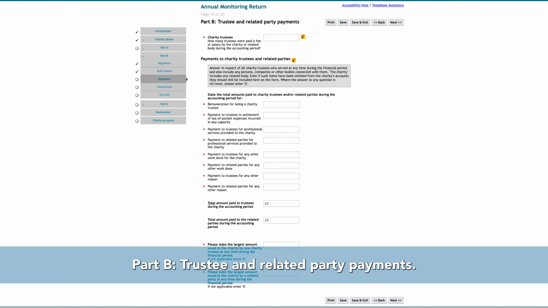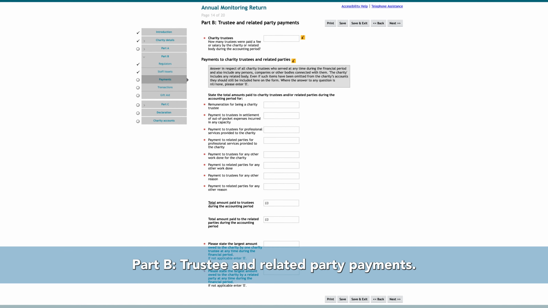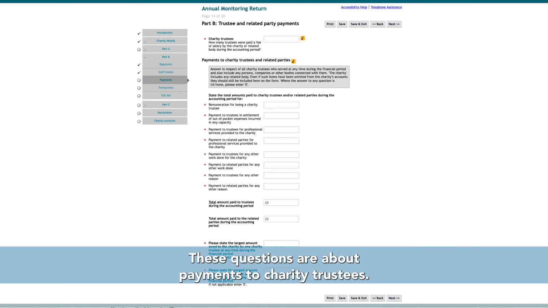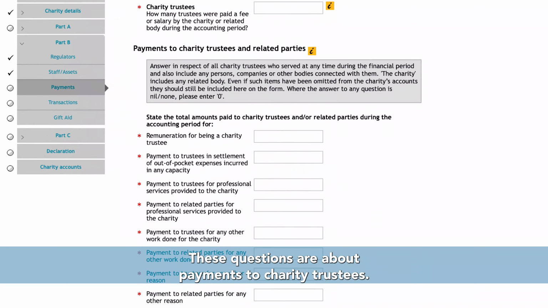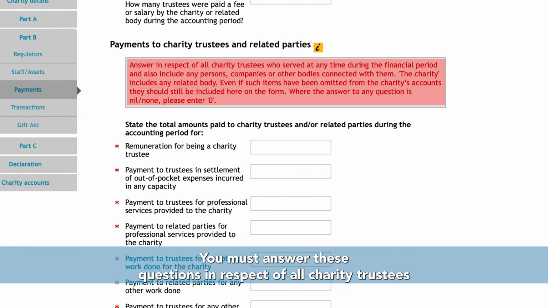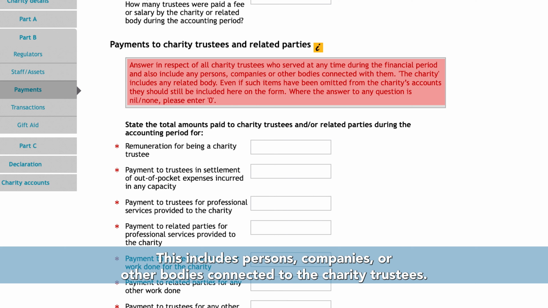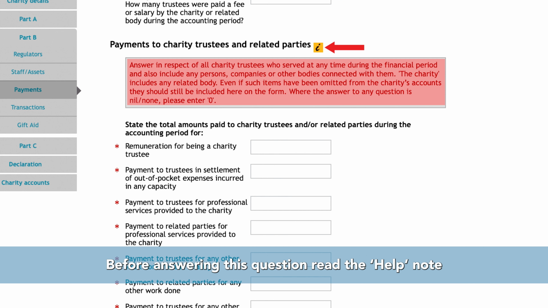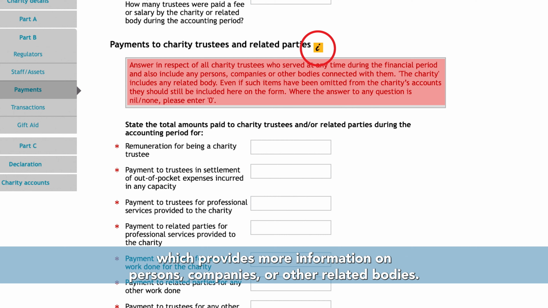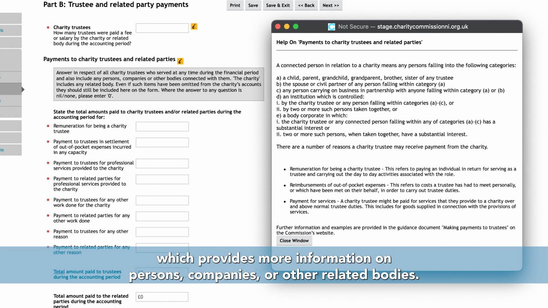Part B. Trustee and related party payments. These questions are about payments to charity trustees. You must answer these questions in respect of all charity trustees who served at any time during the financial period you are reporting on. This includes persons, companies or other bodies connected to the charity trustees. Before answering this question, read the Help Note, which provides more information on persons, companies or other related bodies.